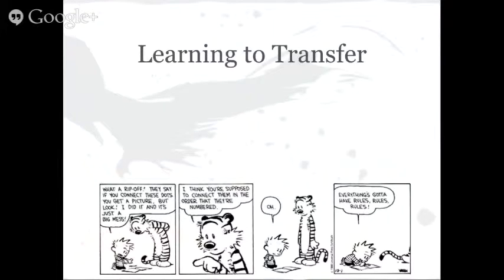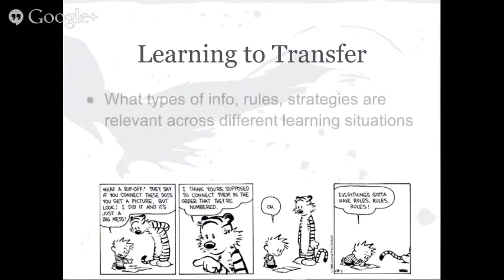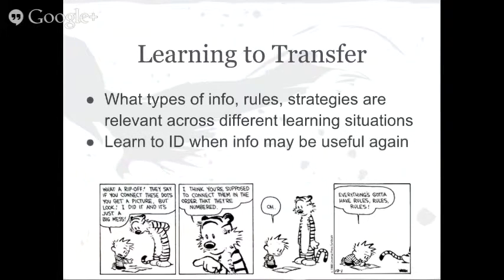The last thing I'm going to talk about is the idea that learning to transfer is kind of a process in itself. So what types of info, rules, strategies, metacognition, self-regulation, domain-specific problem-solving techniques are relevant across different learning situations? It's going to take a little bit of time for students to start recognizing that and learning to identify when information might actually be useful again. So overall, it's just going to take a little bit of practice to improve transfer.